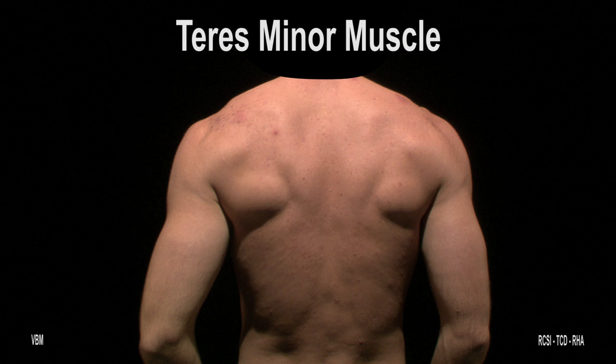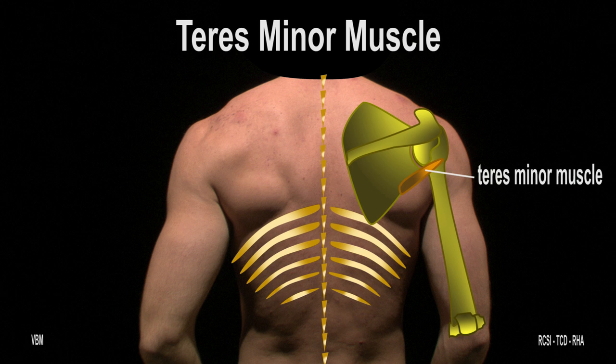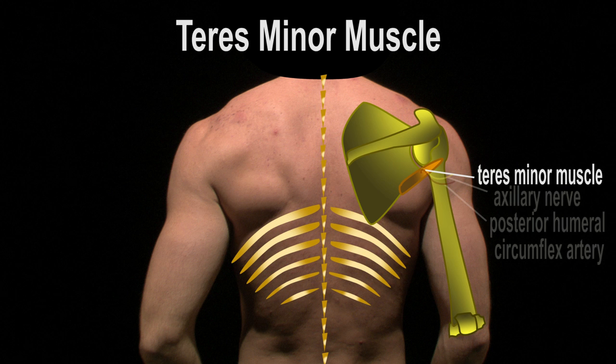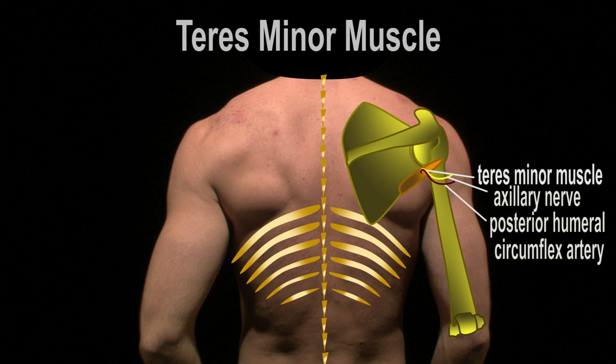Teres minor muscle. The teres minor muscle arises from the lateral border of the scapula above teres major. It inserts at the greater tubercle of the humerus and at the capsule of the shoulder joint. The teres minor muscle laterally rotates the arm and stabilizes the shoulder joint. The axillary nerve, which arises from the posterior cord of the brachial plexus, innervates the teres minor muscle.